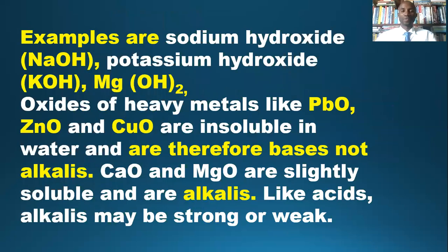What are the examples? In addition to the examples of bases we gave before, examples of soluble bases are sodium hydroxide, potassium hydroxide, and magnesium hydroxide. These are very basic and very soluble in water. But heavy elements like lead oxide, zinc oxide, and copper oxide are insoluble in water. So they are not alkalis, but they are bases.